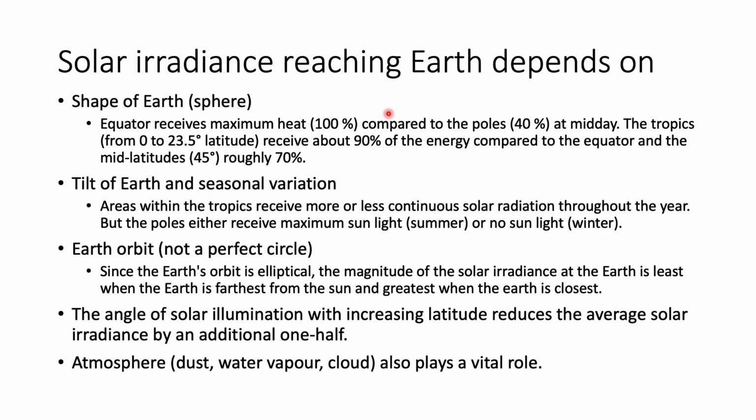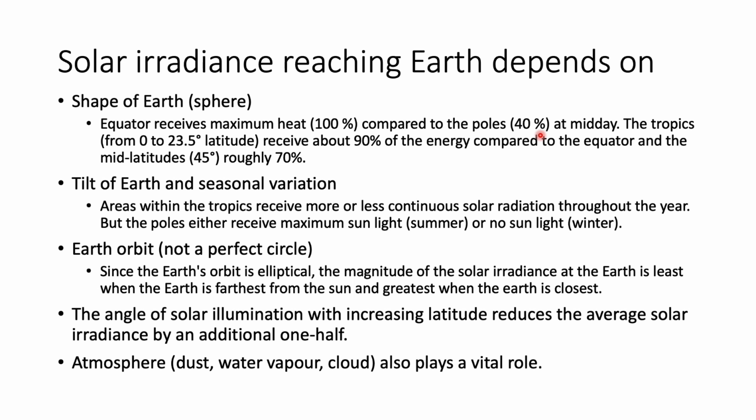So let us look at the solar irradiation reaching the Earth. This actually depends on the shape of the Earth, that is the spherical shape of the Earth. So here the equator actually receives the maximum amount, that is 100% compared to the poles, because poles are far apart. When we look at the sphere, the center is our equator and the top is the pole. When the sun is directly above, the equator receives 100% of the sunlight, but this top part, which is the pole, receives only 40% of the solar radiation.